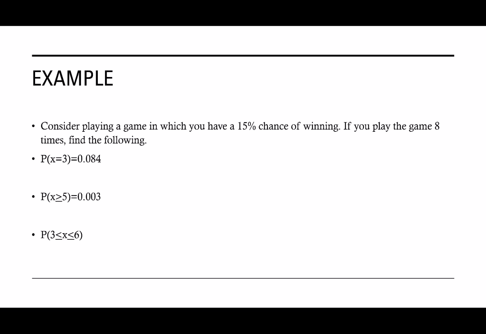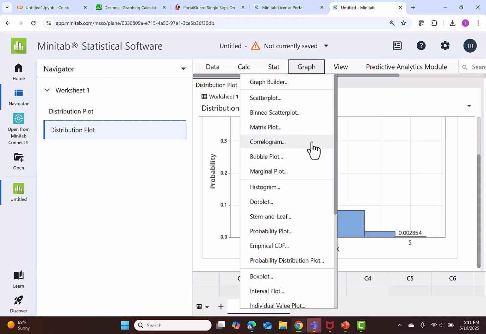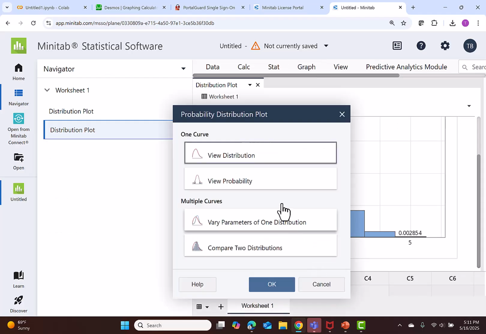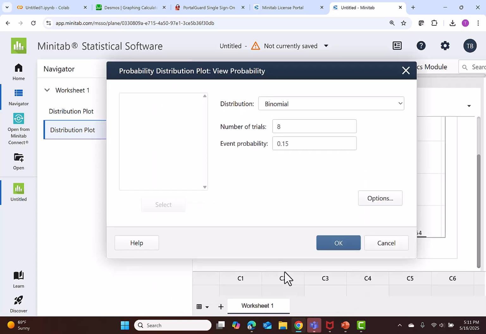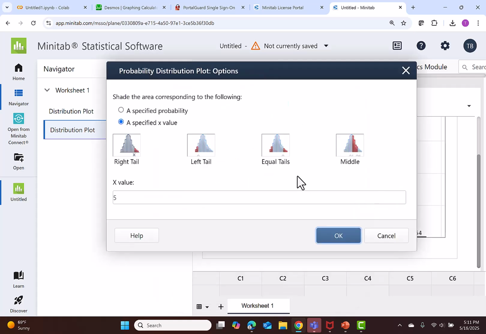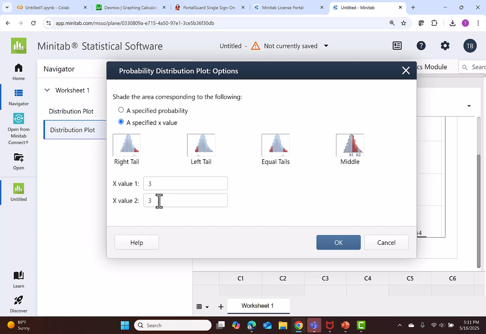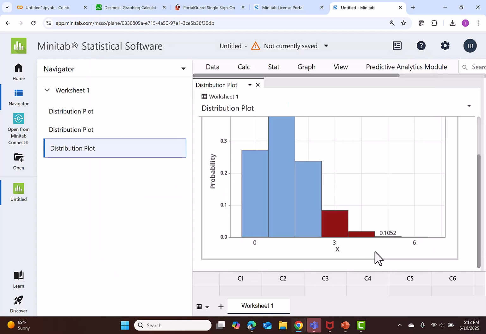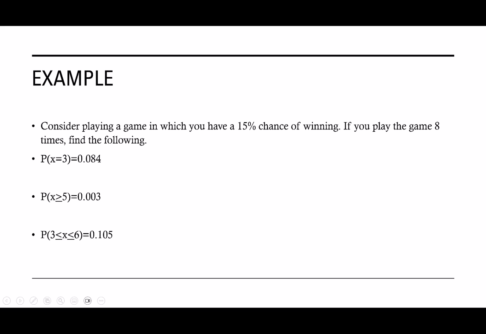Next, we'll find the probability that x is greater than or equal to 3 and less than or equal to 6. So again, Graph, Probability Distribution Plot, View Probability. On the options, change to middle. We're going to go from 3 to 6. This says our probability is 0.1052, which I rounded to 0.105.